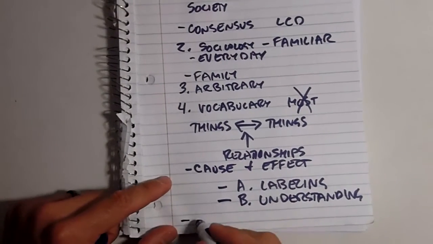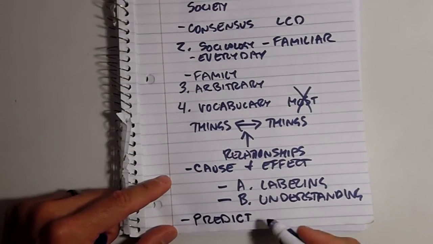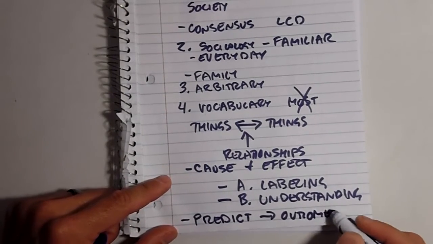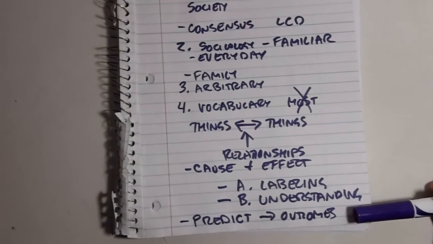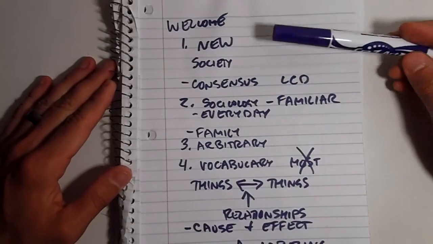In science, what we're really trying to understand and what we're really trying to do is predict outcomes. This is, in my opinion, the gold standard for science. Anyone can label, anyone can understand something that's been explained to them, but the best knowledge comes when we're able to predict an outcome. Okay, quick review.